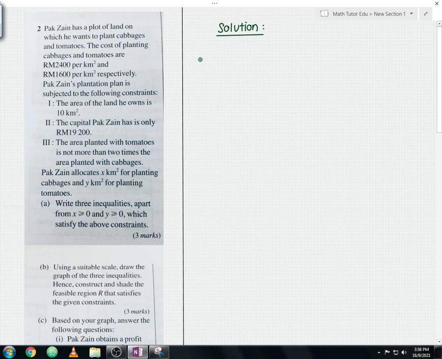Let us begin our discussion for the question part A. Whenever we want to solve a linear programming question, the first step we need to do is identify the constraints and write them in terms of mathematical form. In this case, the 3 constraints are already given to us. So what we need to do now is convert these statements into mathematical form. Let me write the steps here.